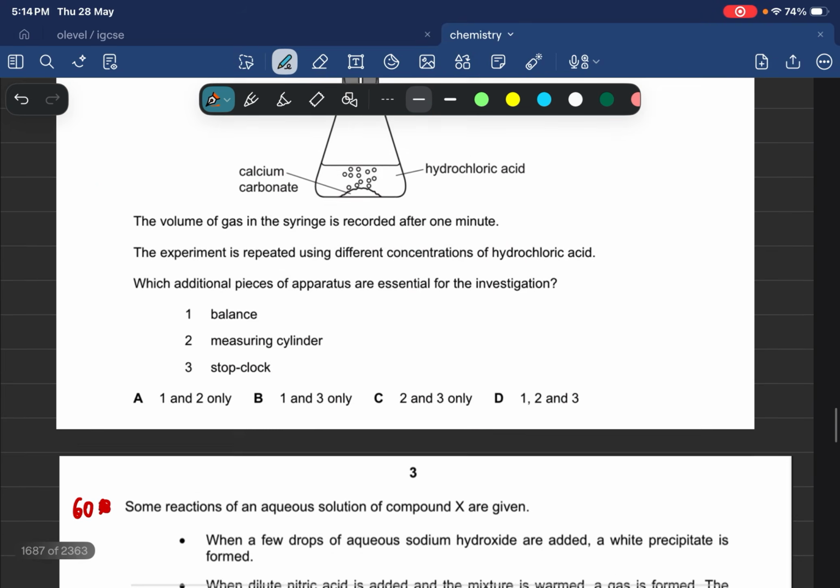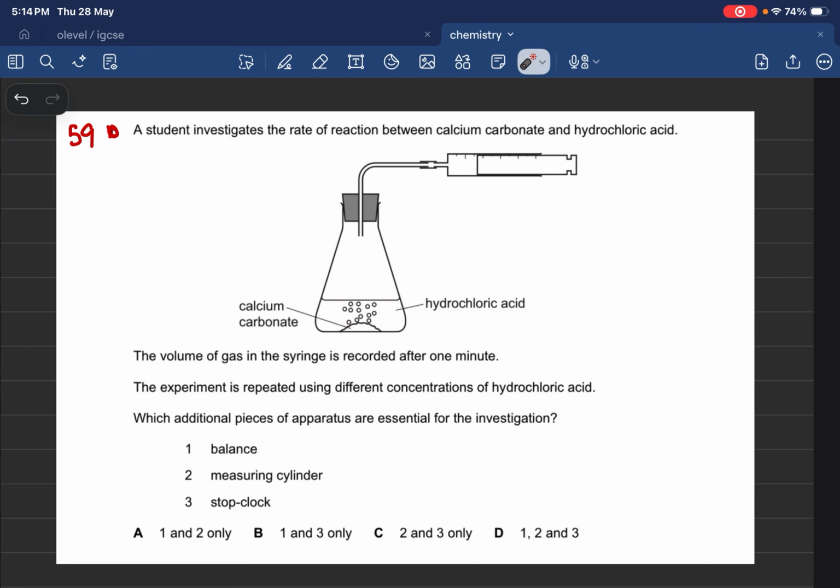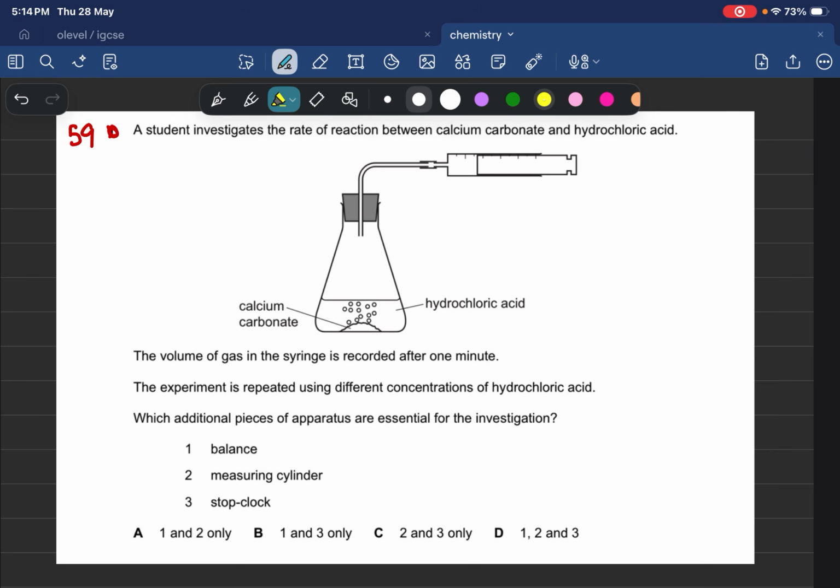Okay, next. A student investigates the rate of a reaction between calcium carbonate and hydrochloric acid. Calcium carbonate and hydrochloric acid, the volume of the gas in the syringe is recorded after 1 minute. The experiment was repeated using different concentrations of HCl. Which additional apparatus are essential for this investigation? Okay, so we have to investigate the rate of reaction. For rate, we always need to measure time. So we need a stop clock.